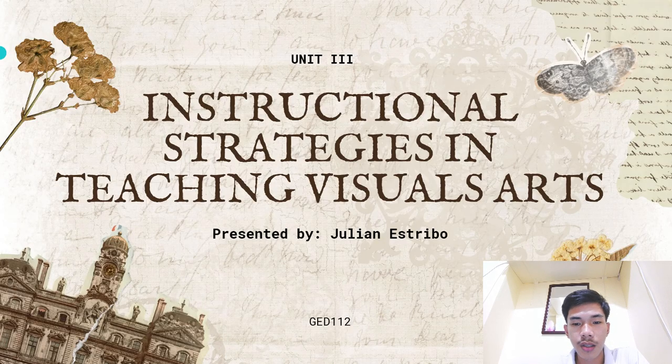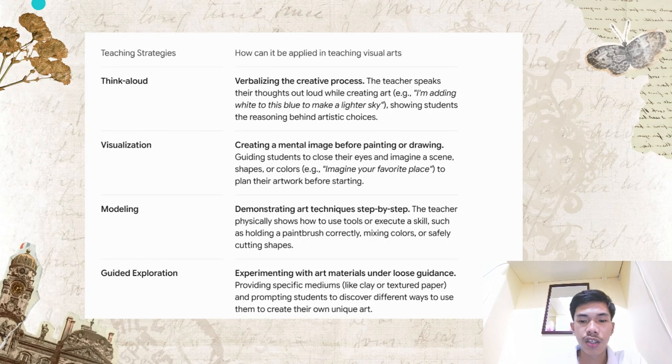As we continue, we're going to discuss the teaching strategies and how to effectively teach the artistic processes in visual art. So the first strategy is think aloud, which is where the teacher guides the student on where the artwork of the child is heading. The teacher shares their thoughts out loud while creating an artwork.